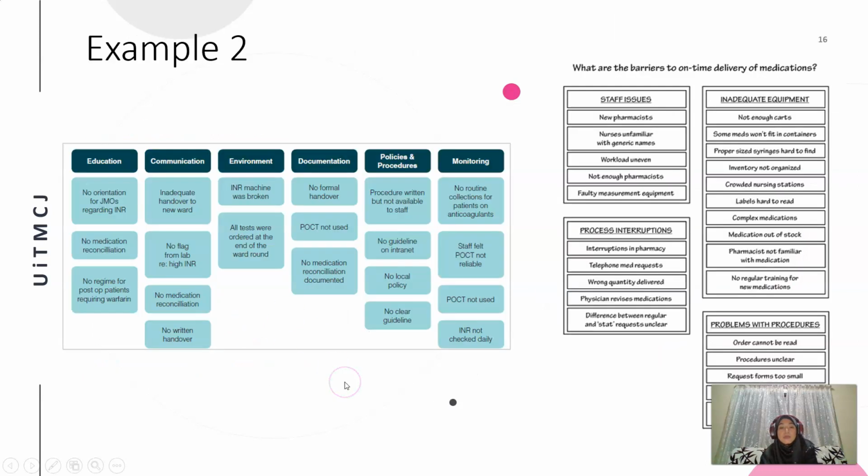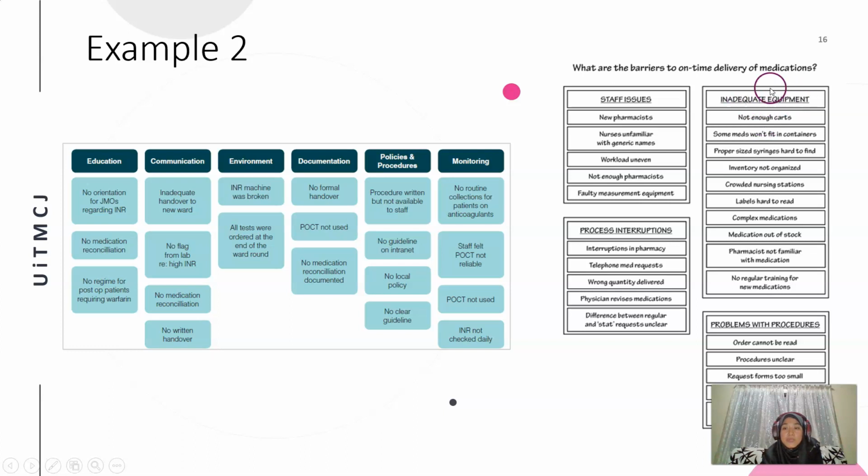Next, this is another example that we have, a different kind of affinity diagram design. Here the question is about barriers to on-time delivery. So what are the barriers? For example, the first barrier is about staff issues. Then inadequate equipment, for example labels hard to read, complex medications. So these are all the barriers that we have.